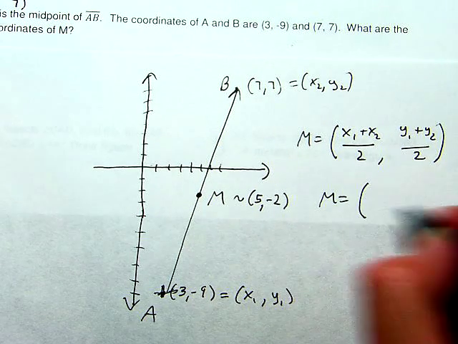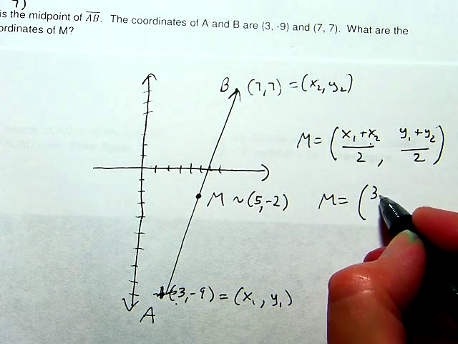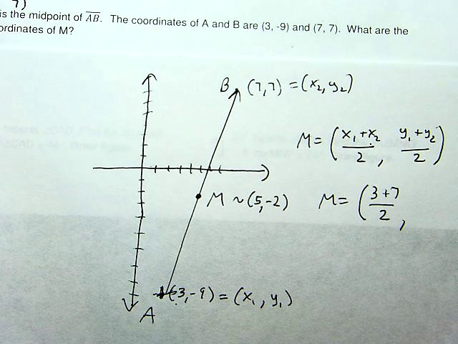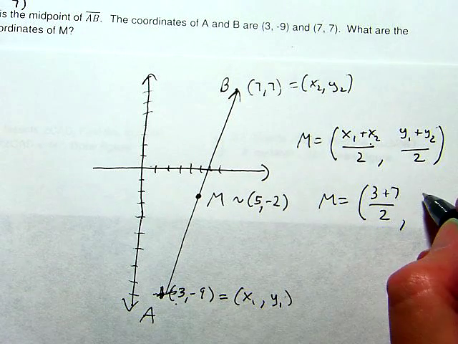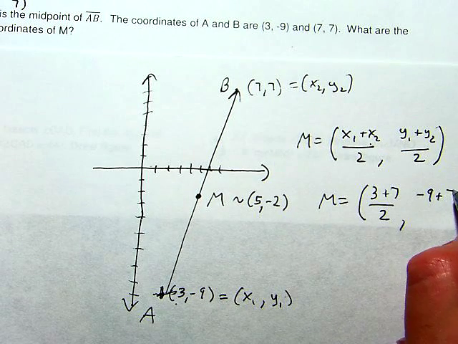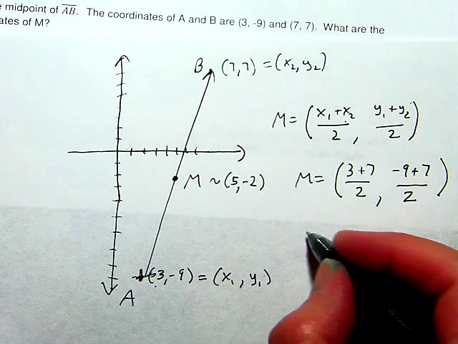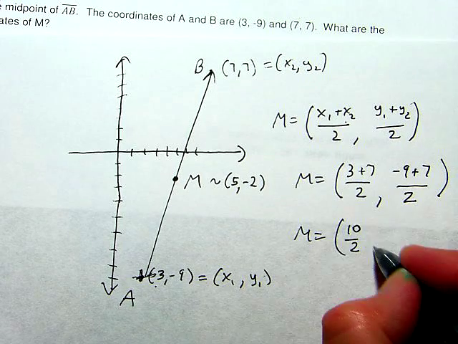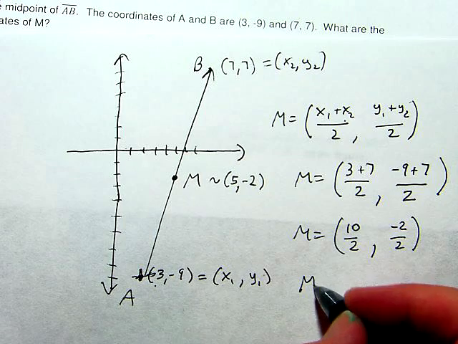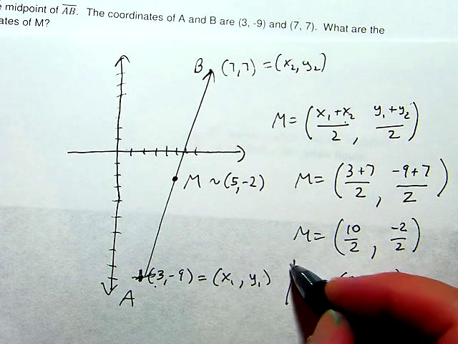So M equals x1 plus x2. x1 is 3, x2 is 7, divided by 2. y1 is negative 9, y2 is positive 7, so negative 9 plus 7, divided by 2. Let's find out what we actually get. M equals 10 over 2, comma, negative 9 plus 7 is negative 2 over 2. We get M equals 5, comma, negative 1. So this is the correct answer.